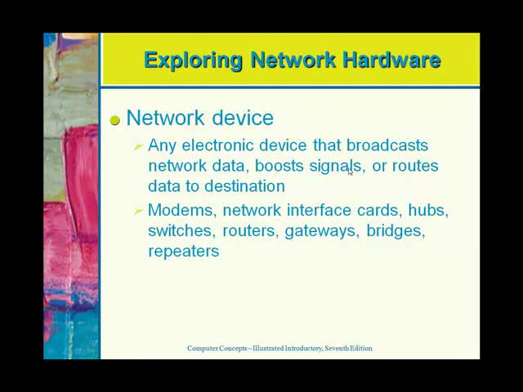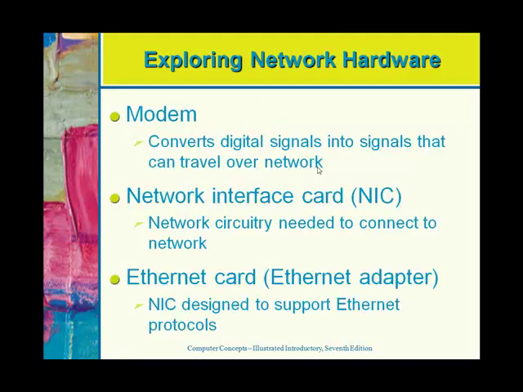Networks have several different hardware network devices that have to be in place. Modems, network interface cards, hubs, switches, routers, gateways, bridges. All of these are hardware devices that have a specific purpose within a network. A modem converts digital signals into something that can travel over the network. So it takes the actual data and converts it.